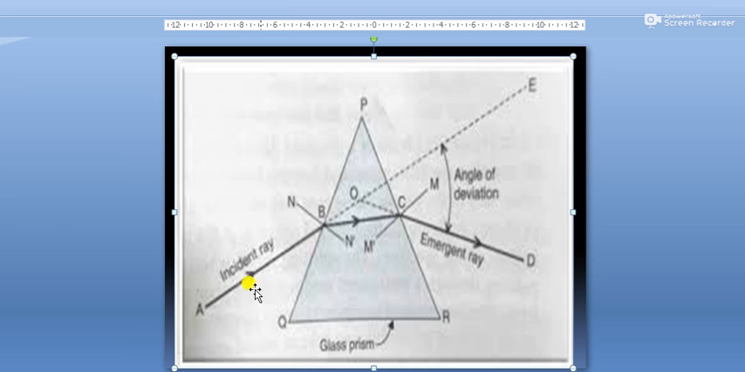And as you can see here, incident ray and emergent ray both are not parallel to each other. So when we extend this AB back, the angle between the emergent ray and the incident ray is known as the angle of deviation. The angle EOD is known as the angle of deviation. Okay students, so I hope you have understood this. Here the light ray AB, which is the incident ray, is entering the prism and it is going out of the prism as CD, the emergent ray.